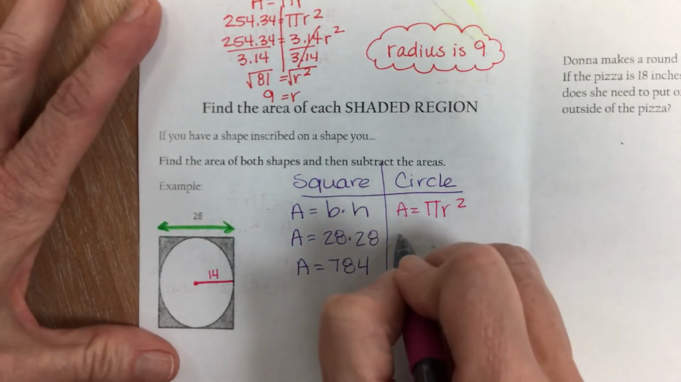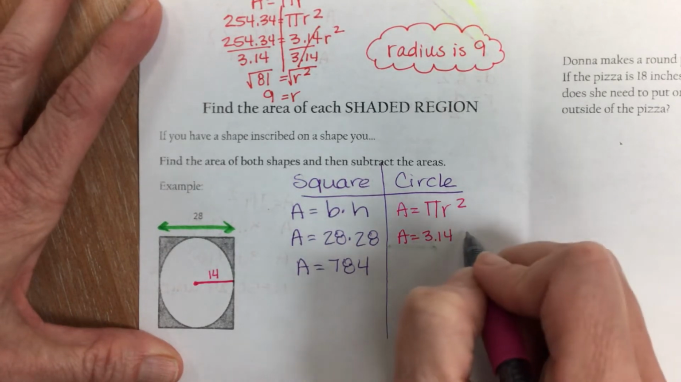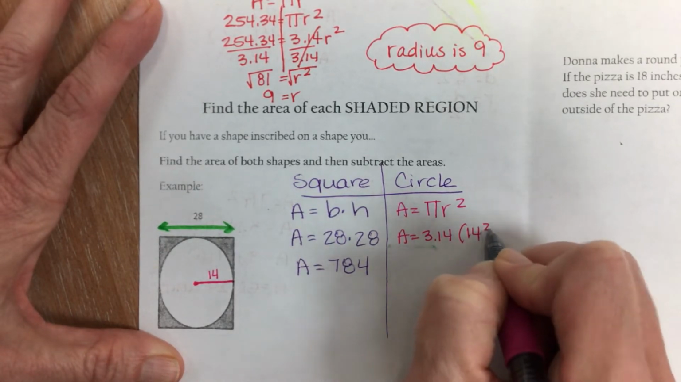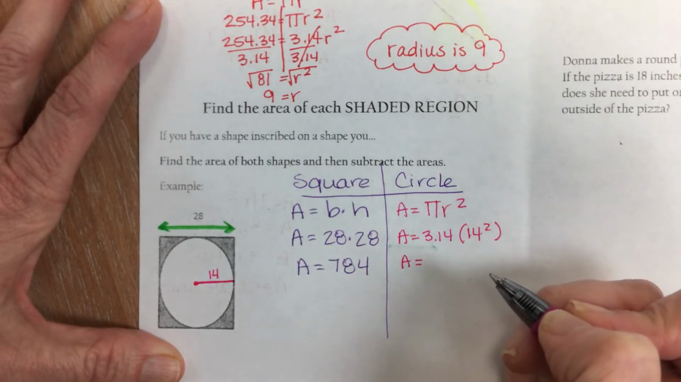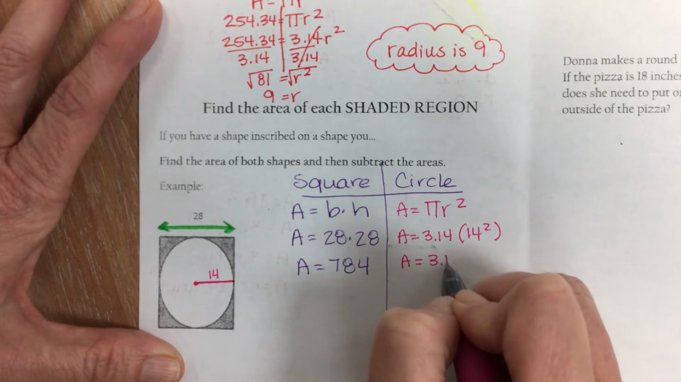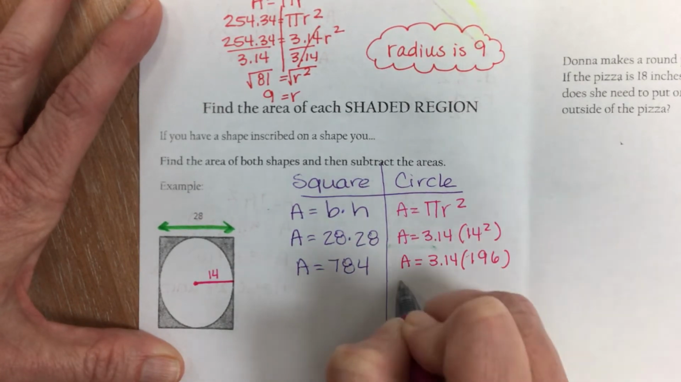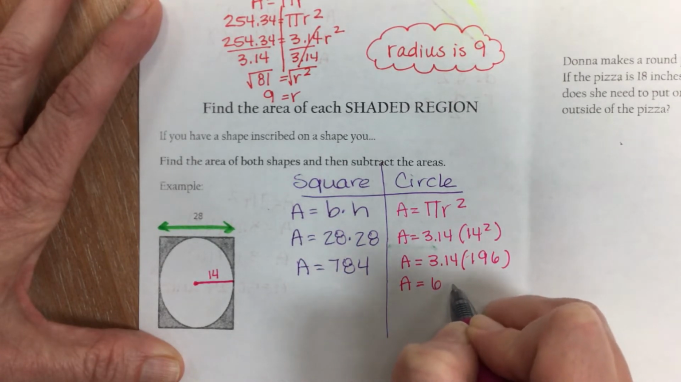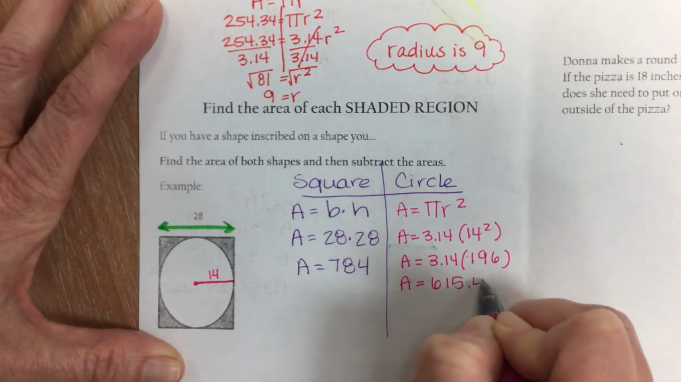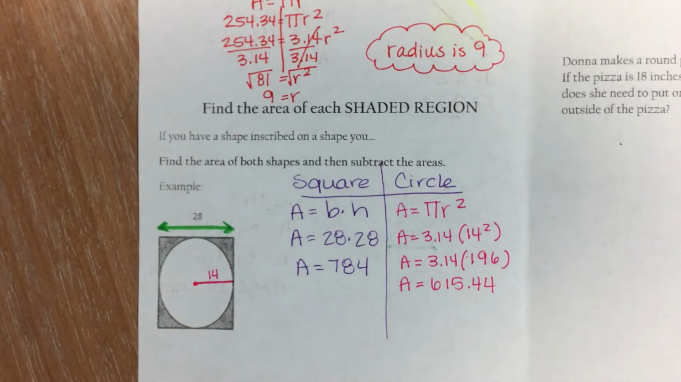So now we're just going to solve. So area equals 3.14 times 14 squared. So I have 3.14 times 196. And now I have a total of 615 and 44 hundredths when I multiply 3.14 times 196.